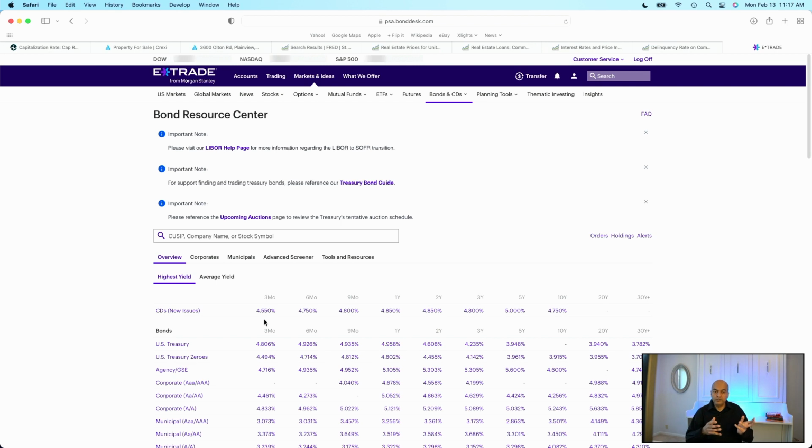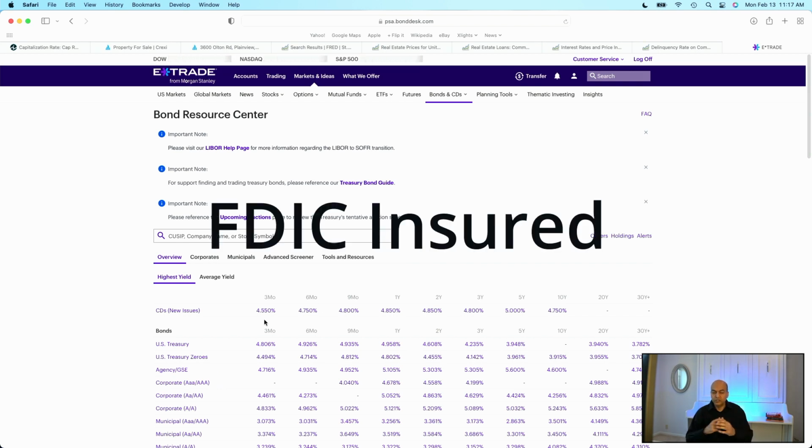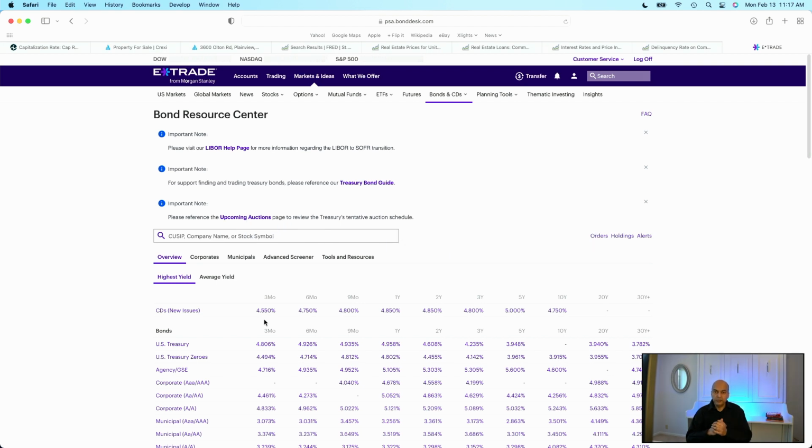So the point I'm making is you can get a risk-free rate of return either through a US government treasury bond or through some of these CDs that are FDIC insured. Park your money there instead. You're going to get an equivalent rate of return compared to that Starbucks, and it's going to be very low risk.